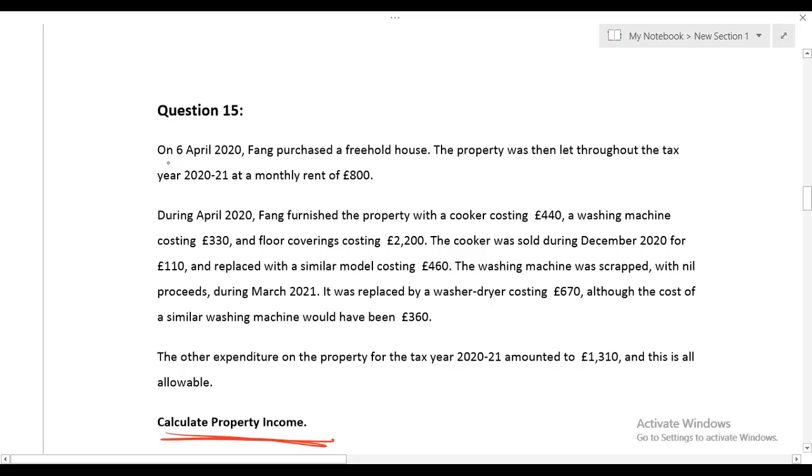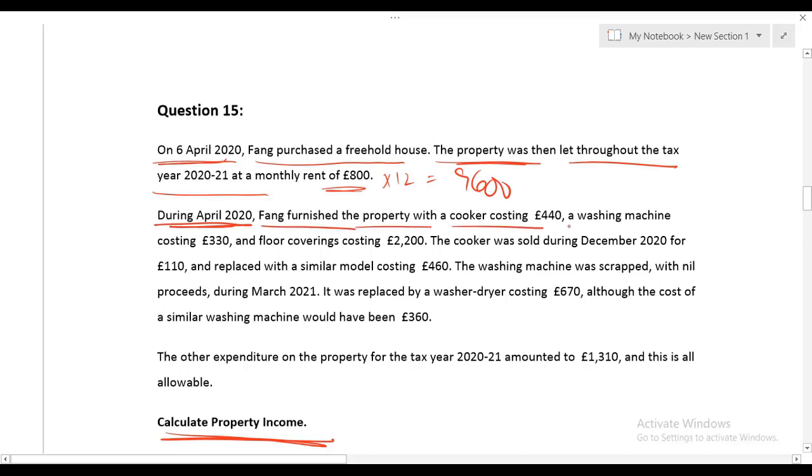On 6th April 2020, Fang purchased a freehold house. The property was then let throughout the tax year. Monthly rent is 800. If I multiply this with 12, I'll get 9,600. During April 2020, Fang furnished the property with a cooker costing 440. When you are initially buying a furniture item, you will not get a replacement furniture relief.